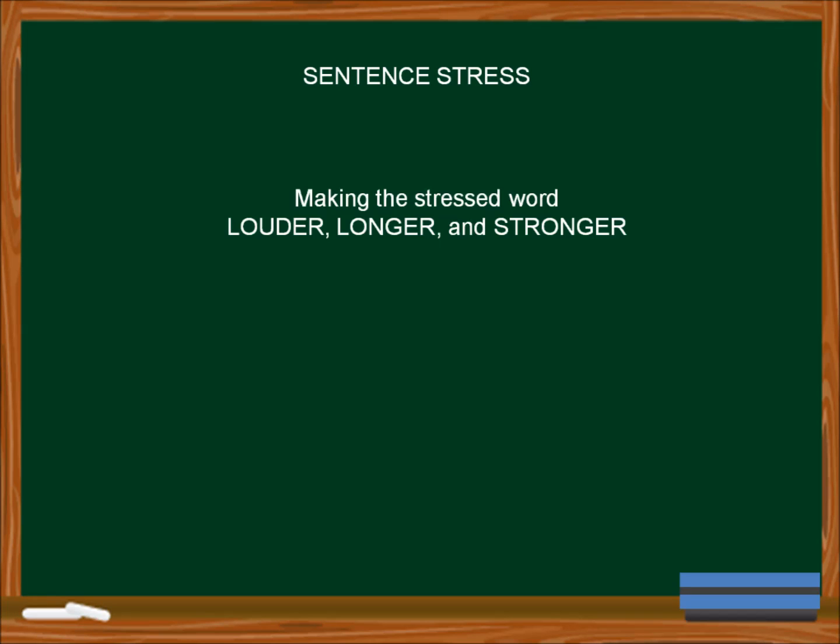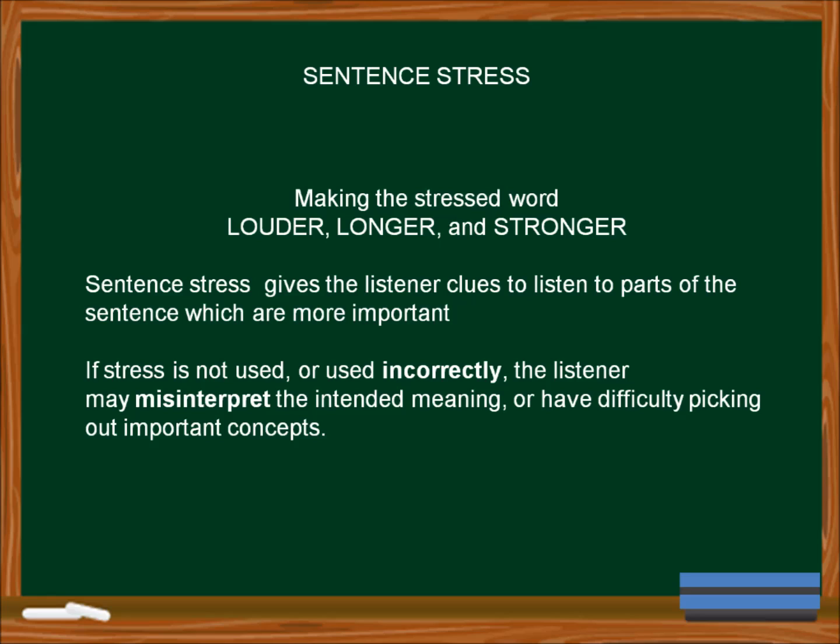Stress is achieved the same way in a sentence as it is in a word. This may be by making the stressed syllable longer, louder, or a different pitch. Stress is a useful way of signaling what's important in a sentence. It gives the listener clues to listen to parts of the sentence which are more important.